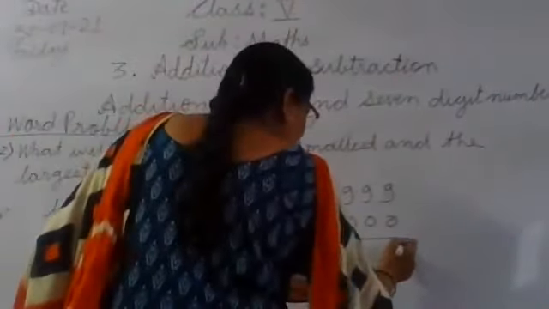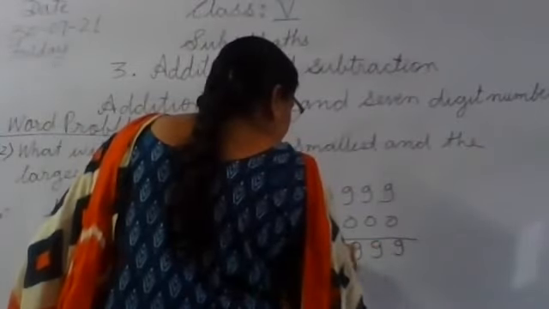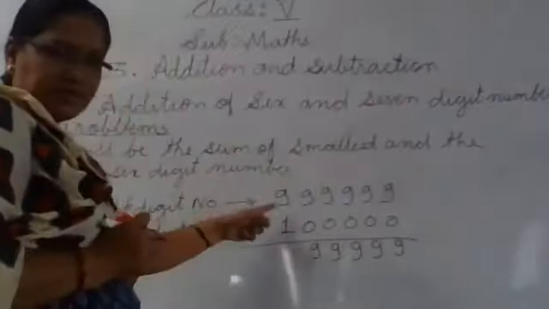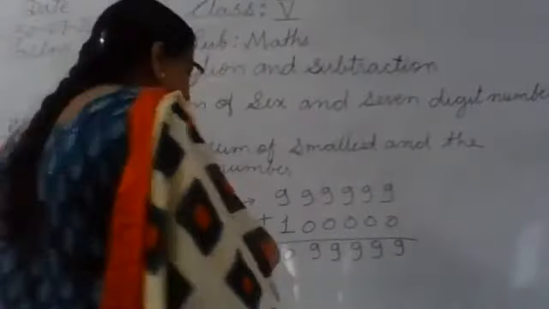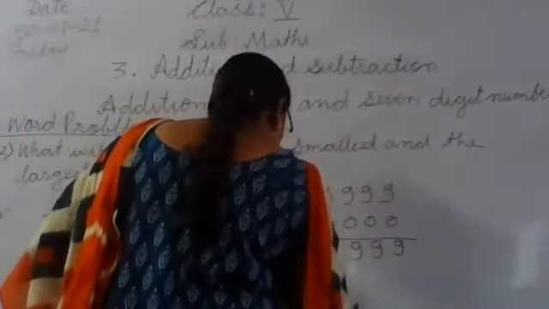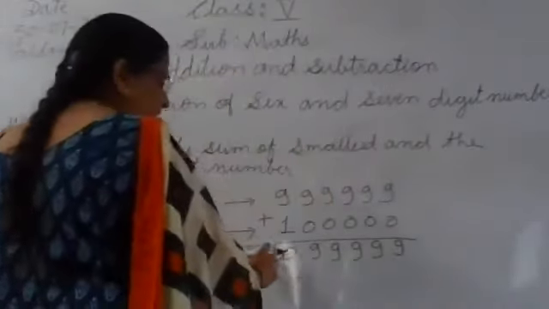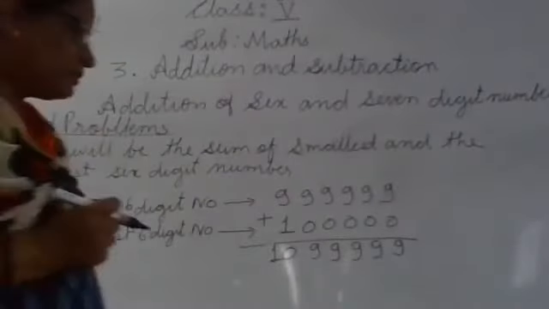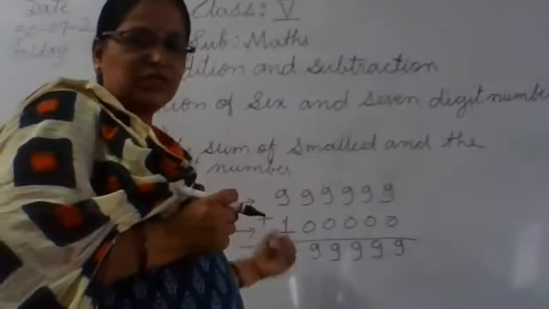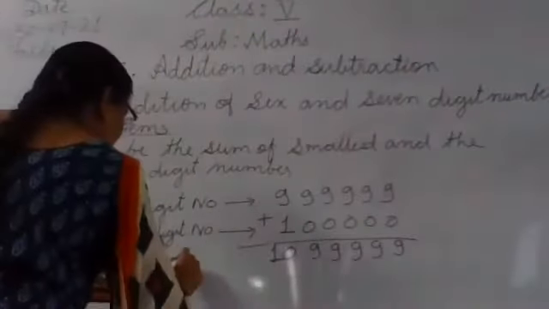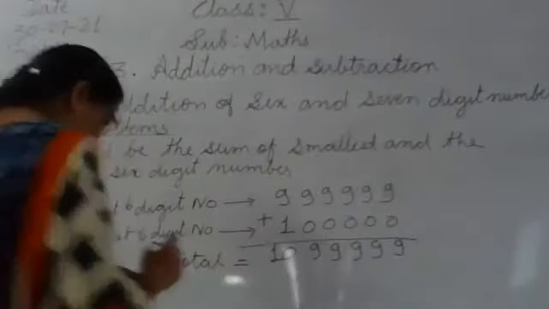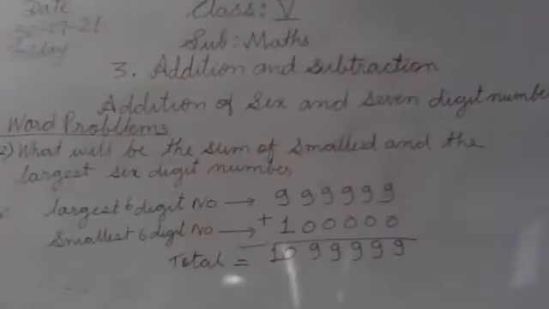So 9 plus 0, 9, 9, 9, 9, 9 plus 1, 10. So what does it become? See, 1, 2, 3, 4, 5, 6, 7. So it is a 7-digit number. So the sum of the greatest 6-digit and the smallest 6-digit number gives a 7-digit number. Okay. So I am giving you some homework to solve.